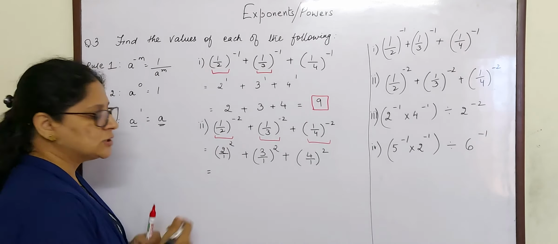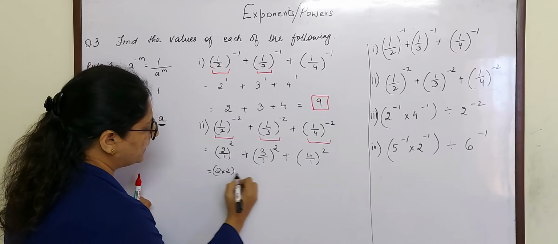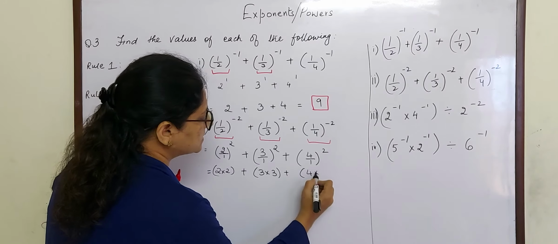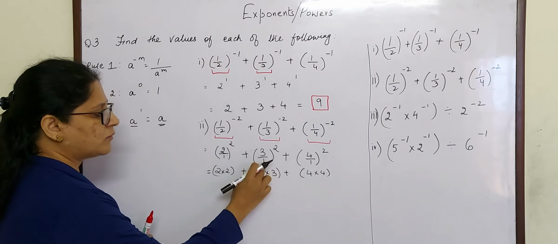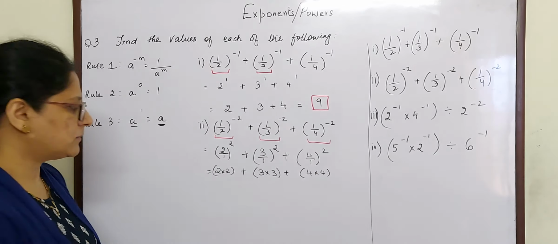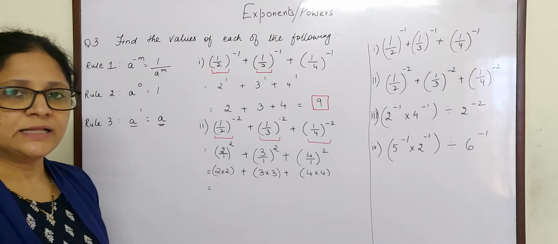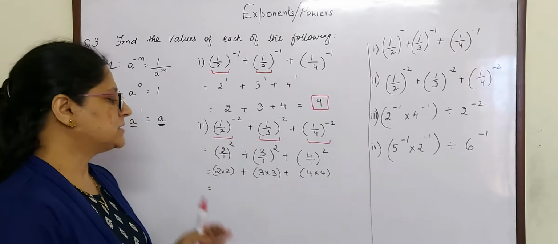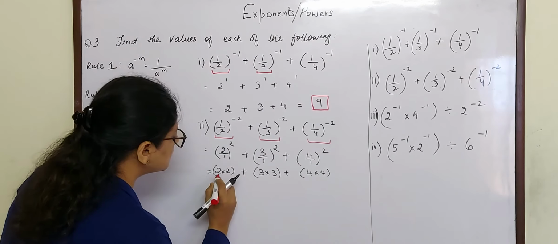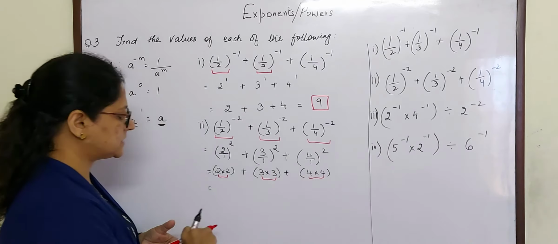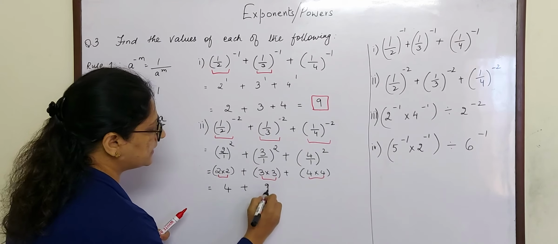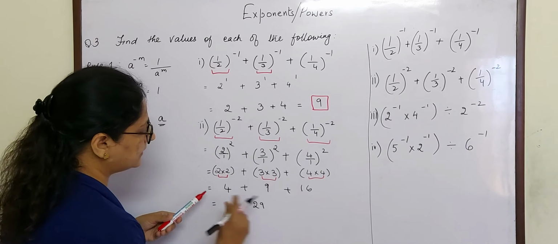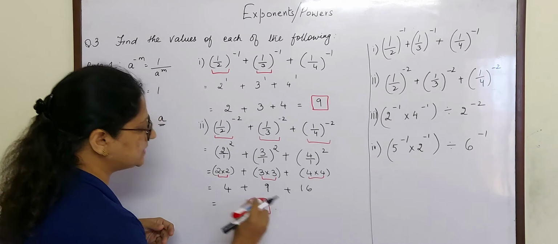2 square is 2 into 2, plus 3 square is 3 into 3, plus 4 square is 4 into 4. And 1 ones are 1, 1 ones are 1, 1 ones are 1. So don't bother about the denominator. Now we have learnt in the younger classes, children, if there is multiplication and addition in BODMAS, we always do multiplication first. So we will be only multiplying these numbers first. 2 2s are 4, 3 3s are 9, plus 4 4s are 16, which will give you 29. So the final answer is 29.